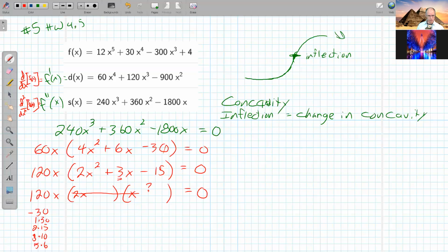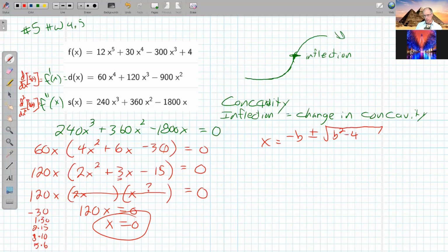So this doesn't factor, but we can still solve. Right now, however, we do know that 120x equals 0. So x also equals 0. So we got one of them. Now it's just quadratic formula. So x equals the opposite of b plus or minus square root of b squared minus 4ac all over 2a. And here are our a, b, and c.